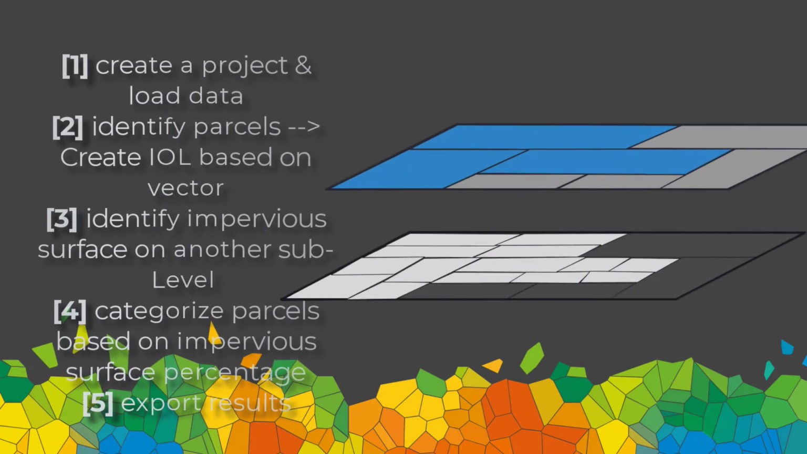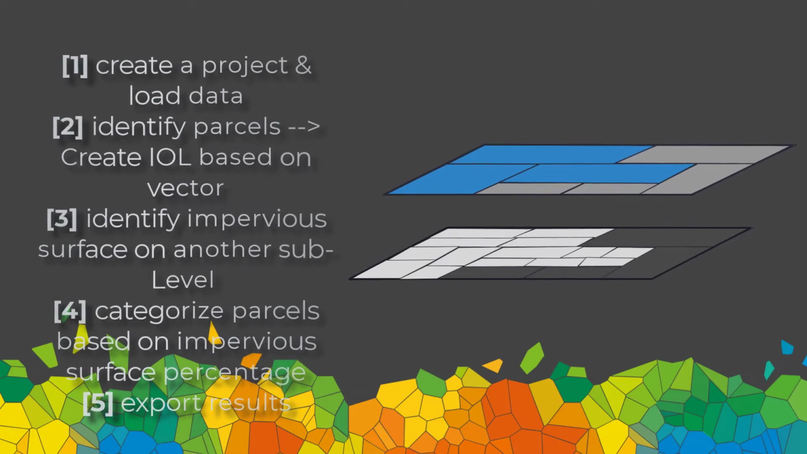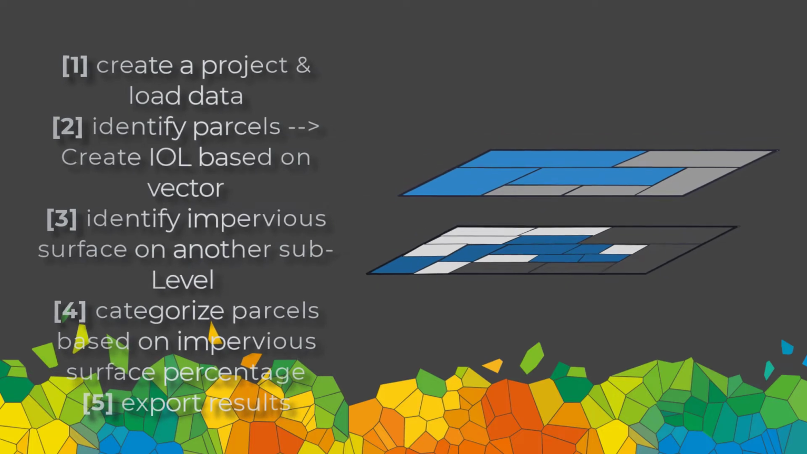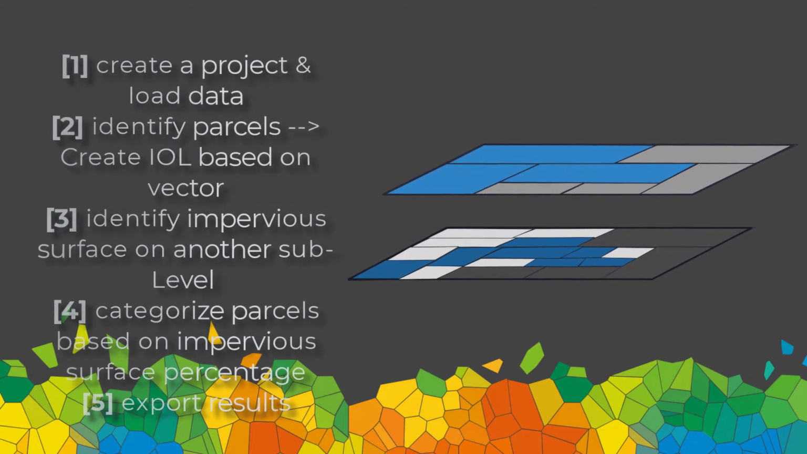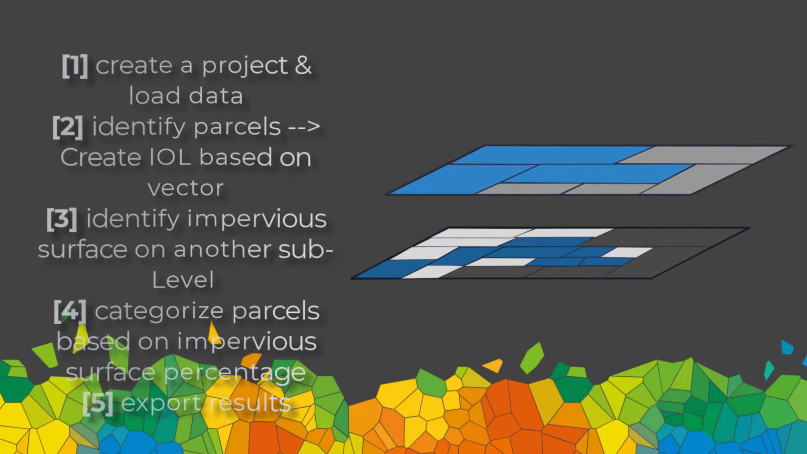Then we're going to create a sublevel where we identify the impervious surface, and we're actually going to do a smaller segmentation on that level, and then we're going to classify impervious surface areas within the boundaries of the parcels that we are interested in.